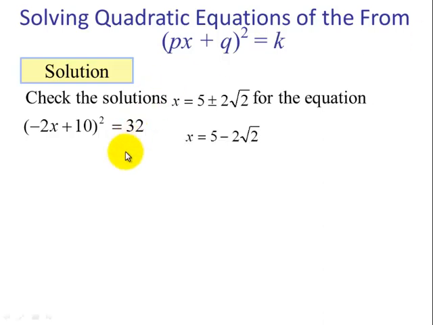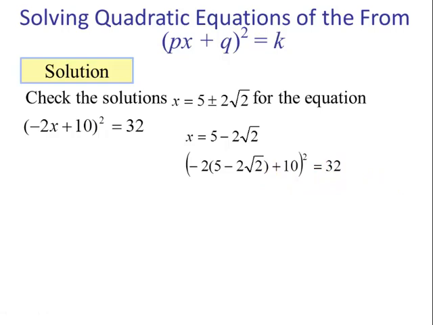To check the solutions, 5 plus or minus 2 radical 2, for the equation, we will check the first solution, x equals 5 minus 2 radical 2. We substitute 5 minus 2 radical 2 in for x into the equation. We multiply it by -2, and then we add positive 10, and then we square it. Now if this solution is correct, the left hand side will equal 32, because the right hand side is 32.